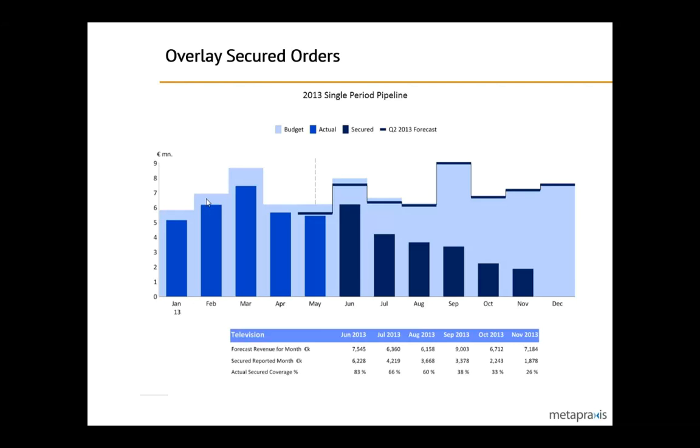And we've calculated in the table at the bottom there the secured coverage that we achieve. So the coverage of the secured work as a percentage of the forecast, the revenue forecast for each month. And we can see that in June, that actual secured coverage is 83%. It then drops to 66%, and then to much lower numbers in the remaining 5 months of the year.